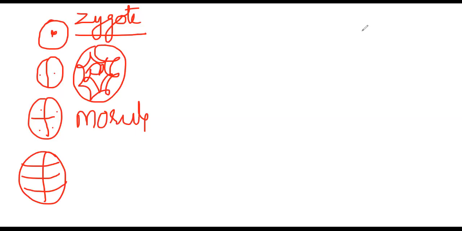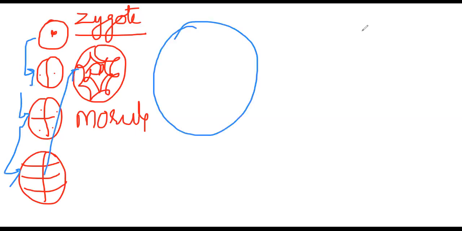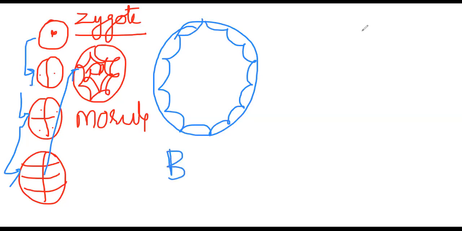For story continuation, we are going through all this here. 2 cell, 4 cell, then 8 cell, then morula. From here onwards, we require the blastula. The morula will turn into a hollow cavity-containing stage. We say blastula. The hollow cavity-containing stage we call blastula.